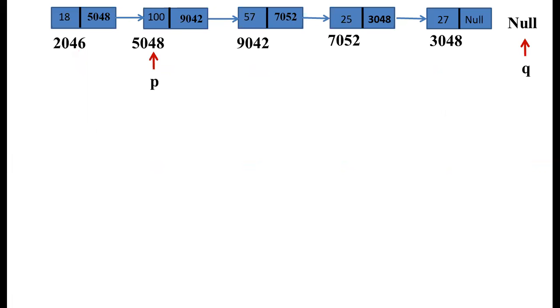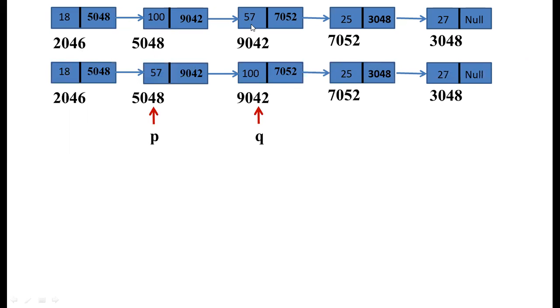So whenever we start the second iteration, when P control moves one forward, immediately we need to place Q pointing to the next location of P. Now we compare the P data value with the Q data value. 100 is greater than 57. The condition is true. So when the condition becomes true, we need to swap. So swapping is done. 57 came here, 100 came here.